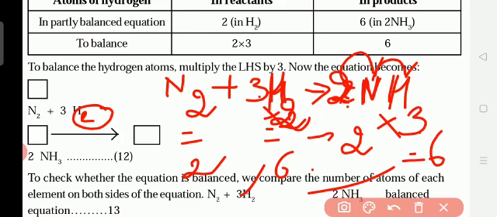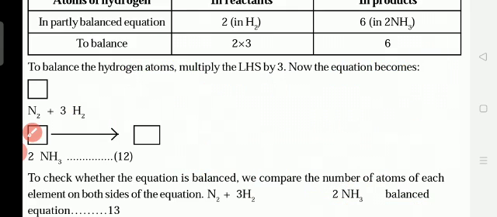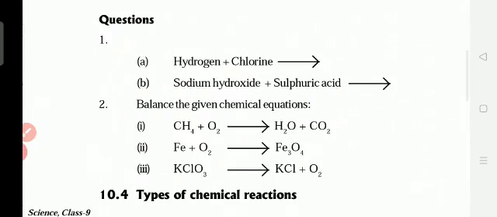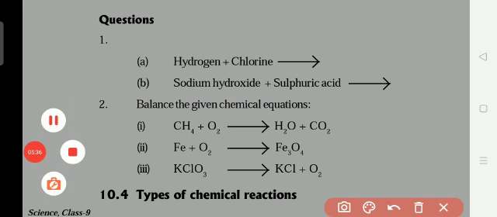So, but ammonia always formula is what? NH3. NH3 you write means what? Ammonia. Understand? So this is the way we balanced the equation. Here some questions are there.